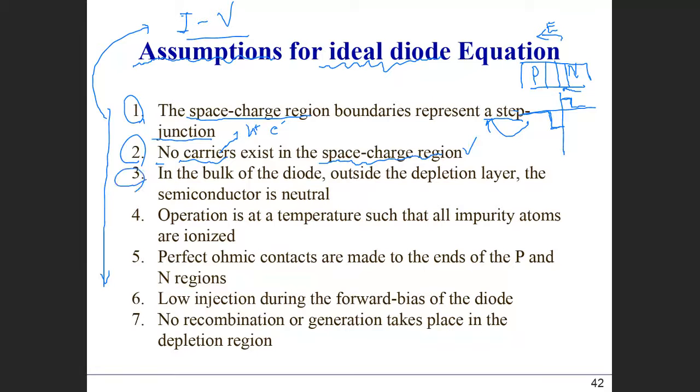The third one is that in the bulk of the diode, which means outside of the depletion region, we assume the semiconductor is neutral. In other words, if you look at the total charge on the p side, it is going to be 0. In the same way, the total charge on the n side is also going to be 0. So we treat the bulk as neutral.